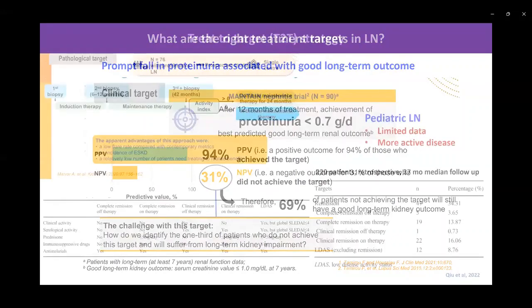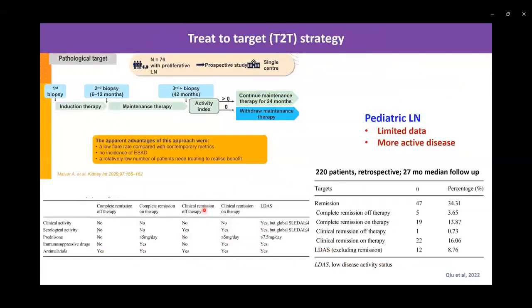So one such strategy is the treat to target strategy, which has been developed, and a consensus in adult literature is emerging about these various targets. There are studies that use a pathological target, that is using an activity indices on sequential renal biopsies to guide treatment. The apparent advantages of this approach are a low flare rate when compared to contemporary metrics, no incidence of ESKD, and a relatively low number of patients needing to be treated to realize this benefit.